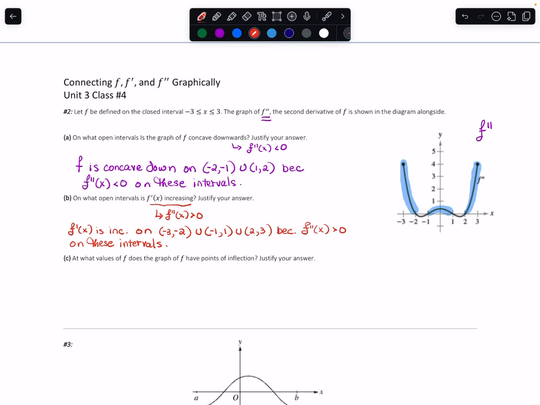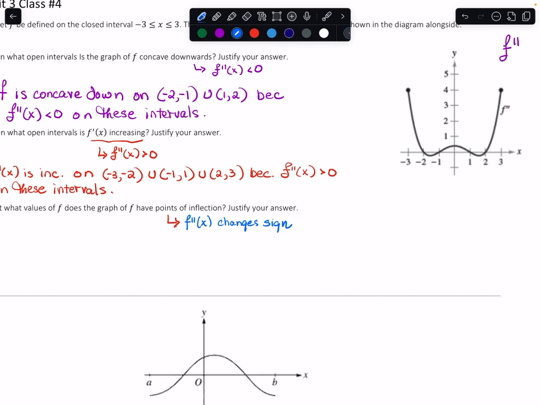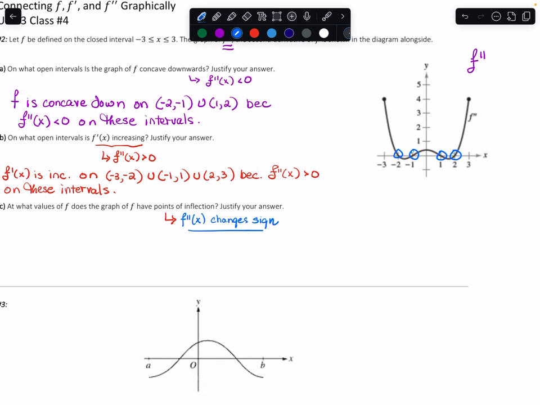Okay, C, at what values of x does the graph of f have points of inflection? Justify your answer. We know that if you're thinking about inflection points on f, the usual way we find those is we look for the places where f double prime of x changes sign. Now, because I'm looking at the graph of the second derivative, I have it in front of me, I should be able to see where the sign of f double prime changes. It actually happens in 4 places: -2, -1, 1, and 2. So I'm going to have to list all of them, and this is pretty much my reason right here.